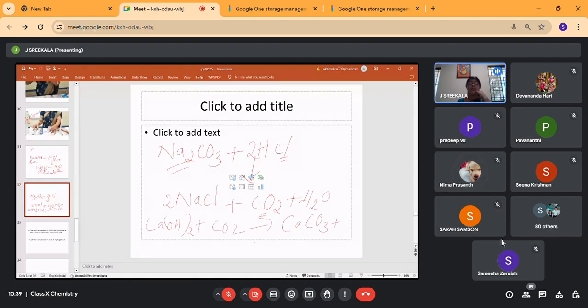Ca(OH)2 plus CO2. What will be the byproduct? CaCO3. What is left here?